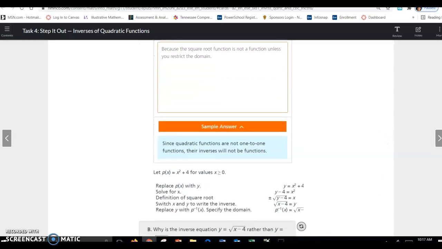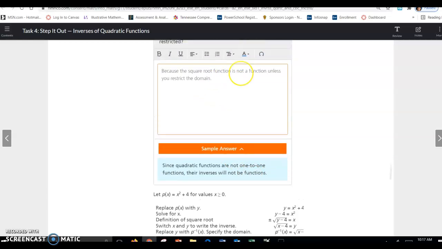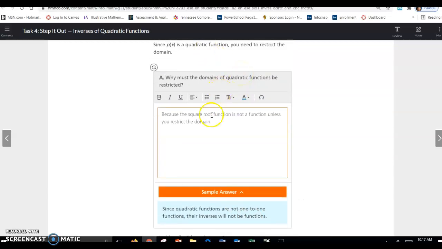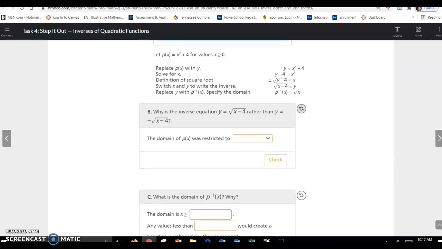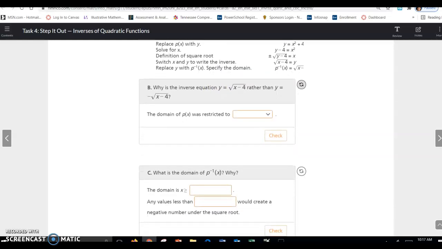The simple answer here says since quadratic functions are not one-to-one, their inverses will not be functions. Okay, which is just another way basically to say square root function is not a function. And since the square root function is the inverse of a quadratic function, that's why I put this. All right, it says, why is the inverse?